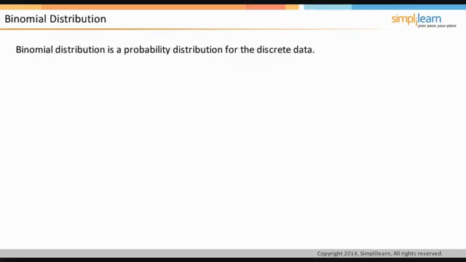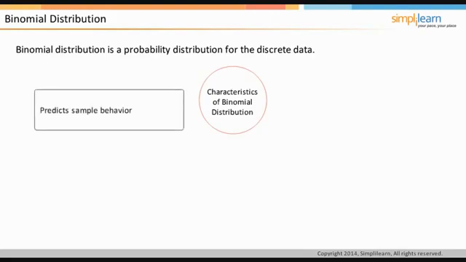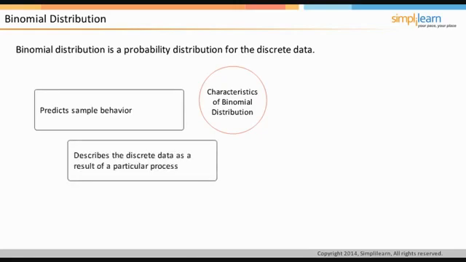Binomial distribution is a probability distribution for discrete data. Named after the Swiss mathematician Jacob Bernoulli, it is an application of popular knowledge to predict the sample behavior. Binomial distribution also describes the discrete data as a result of a particular process, like the tossing of a coin for a fixed number of times, and the success or failure in an interview. A process is known as Bernoulli's process when the process output has only two possible values like defective or OK, pass or fail, and yes or no.